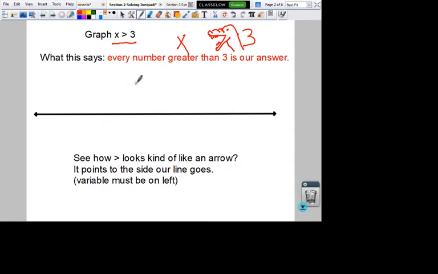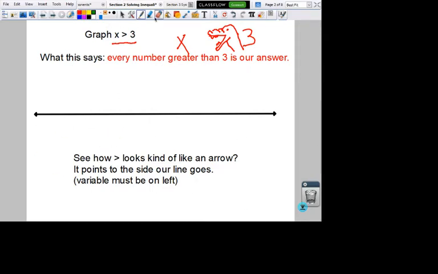Okay, we're going to graph x is greater than 3. What that means is we don't have a single answer. We have a bunch of numbers that are answers. Every number bigger than 3 is our answer. The alligator eats the bigger number. When we graph these, we need a couple of things to start with. We need a number line, which we already have on our paper right here.